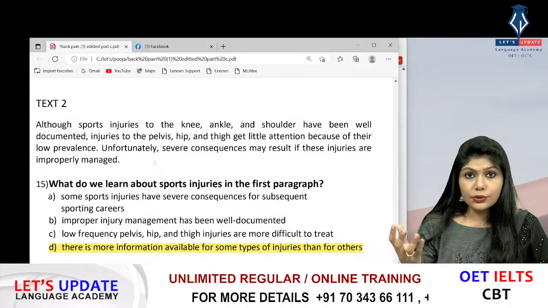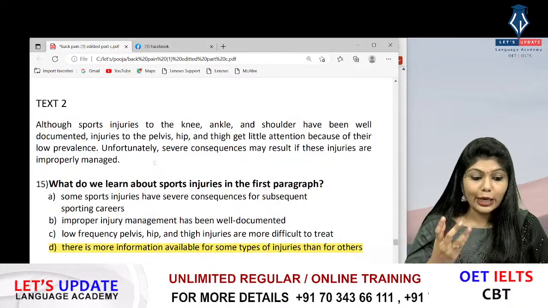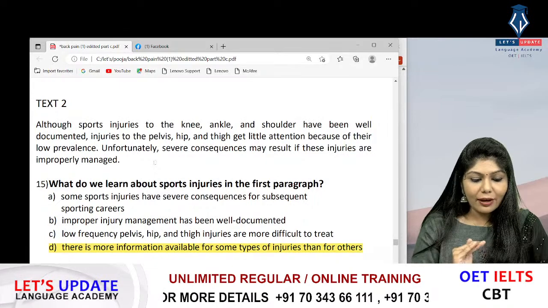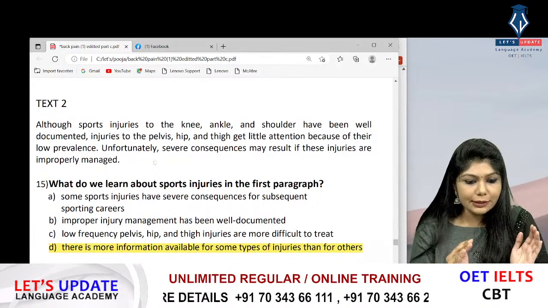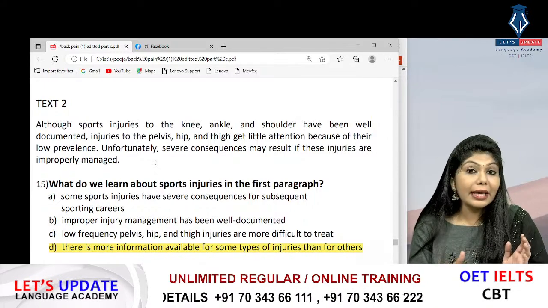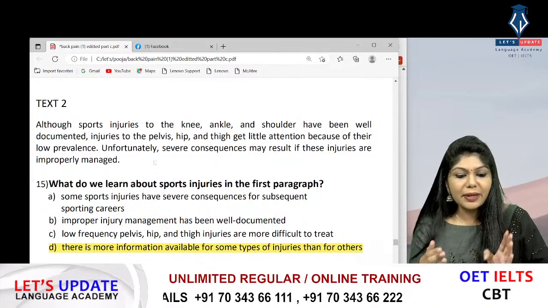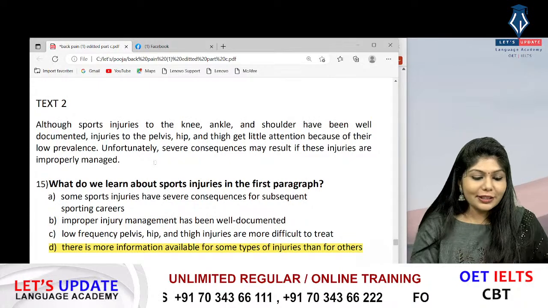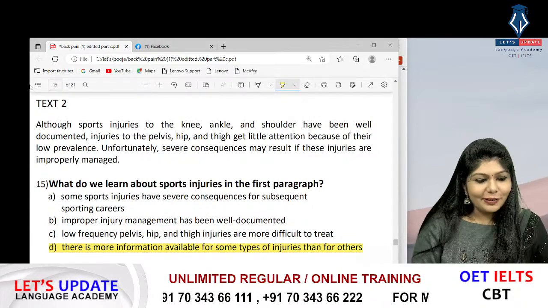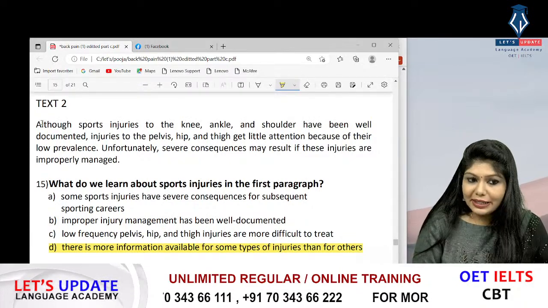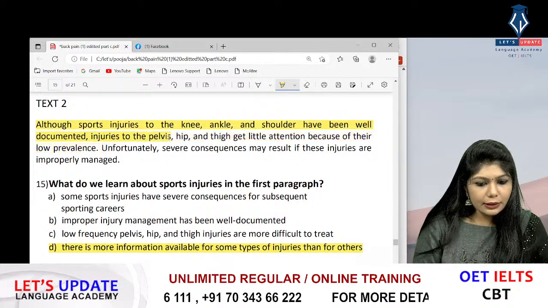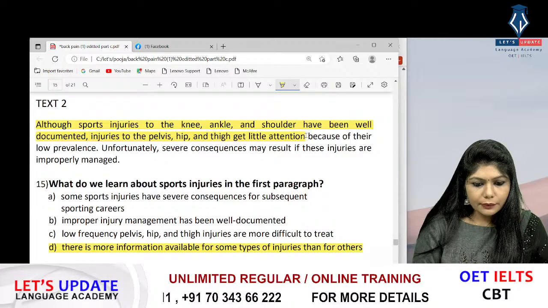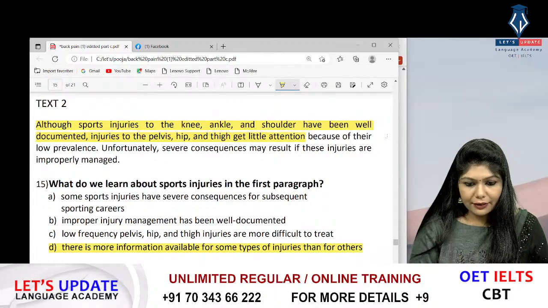Because of whatever reason, as they have told. So basically what they have hinted is that there is more information for some types of injuries like knee, ankle, and shoulder than for the other injuries like pelvis, hip, and thigh. So that is what is hinted here, right? And because of which your answer should be option D. I'll just highlight the answer in the paragraph also, as you can see.